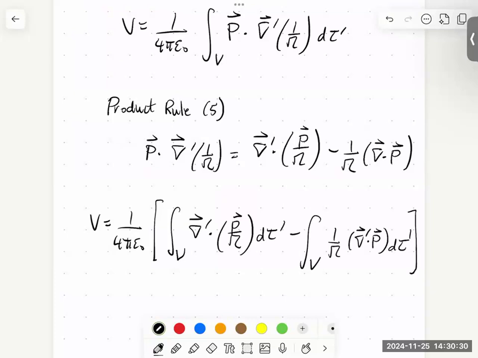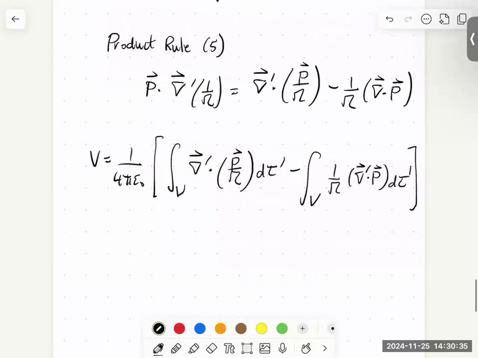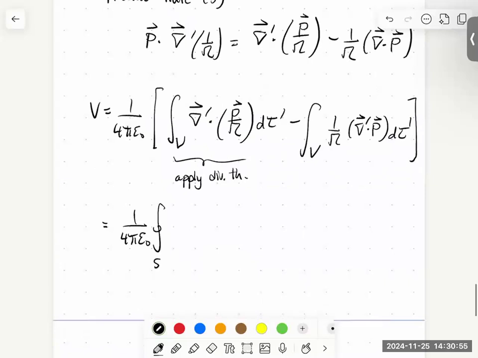And we could close our bracket. Okay, good. So here we apply the divergence theorem. Okay, so 1 over 4 pi epsilon naught. What does the divergence theorem say? Our volume integral is going to become an integral over the surface that bounds that volume of P over script r dot dA prime.